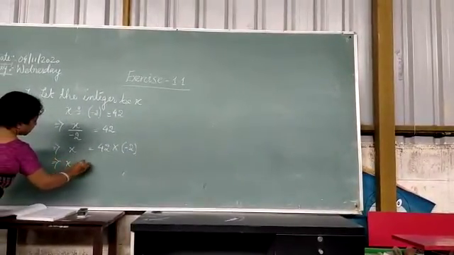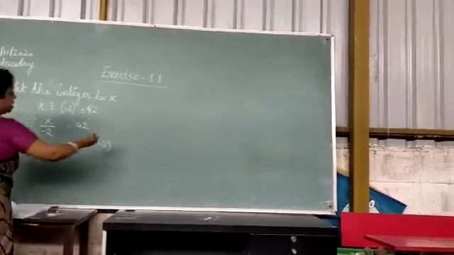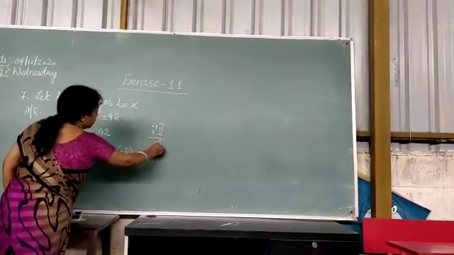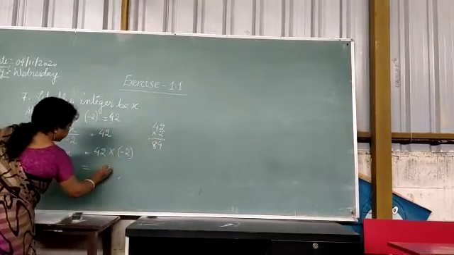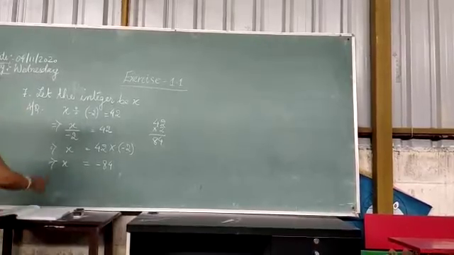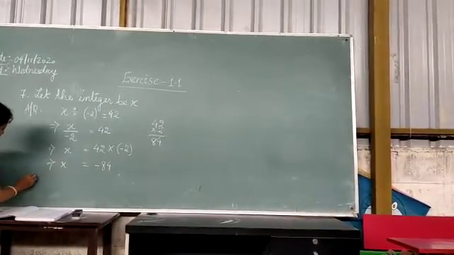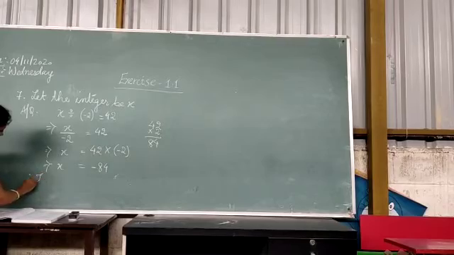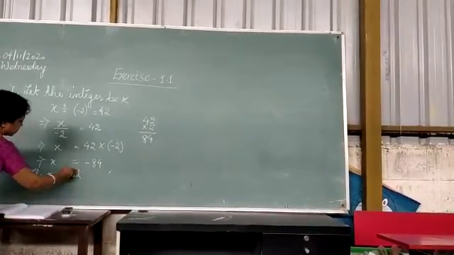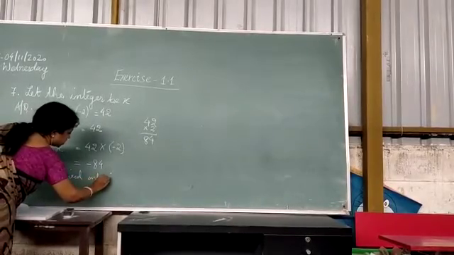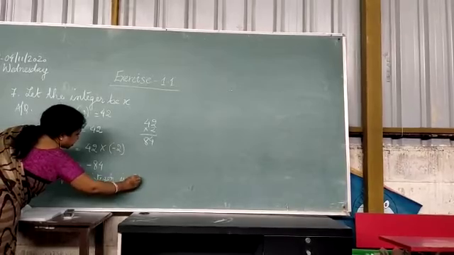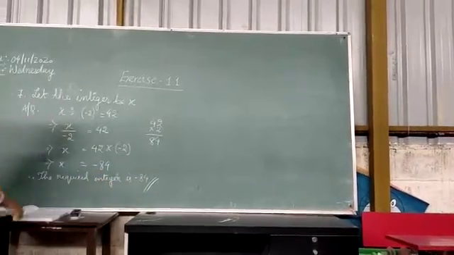So now what will be the value of x? 42 into 2 is how much? 42 into 2 will be 2 2s are 4, 4 2s are 8, 84. And what sign it carries? It carries a minus sign, right? So your answer is minus 84. Therefore, the required integer is minus 84, right? So this is your answer.